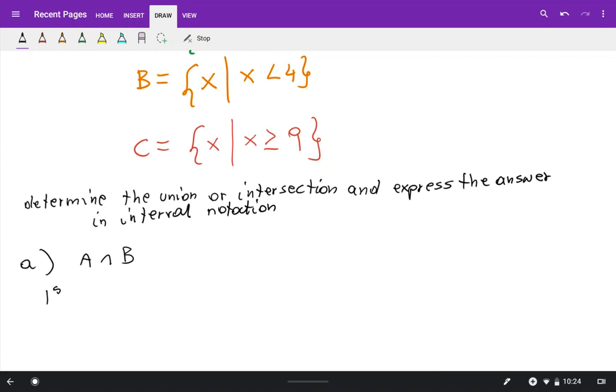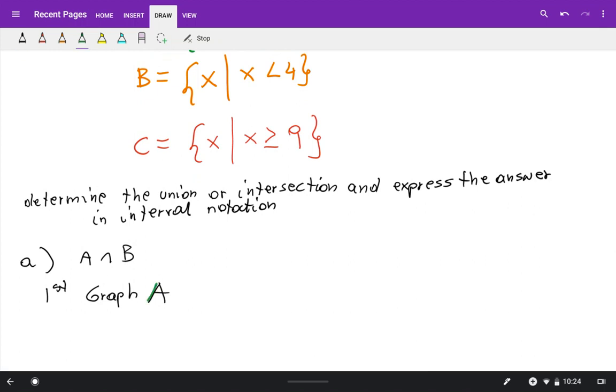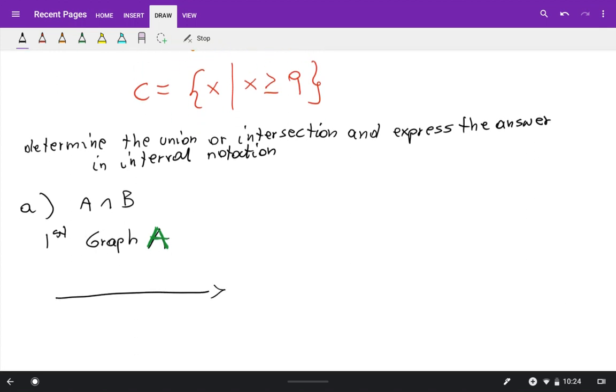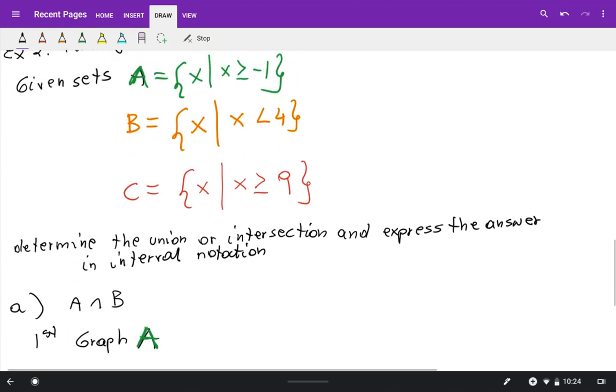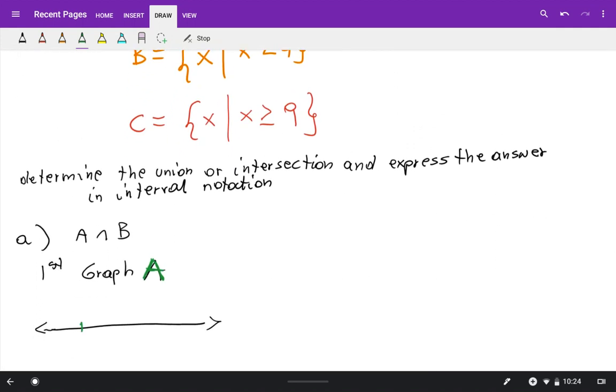So first, we're going to graph set A. Set A, I use the green color. I'm going to use all three different colors so we can see it. Set A has all x greater than or equal to -1. So I'm putting -1, greater or equal. Okay, so we're shading everything, and I will use this type of shading so you can see a little better. I'm shading everything to the right. Okay, that's how I graph set A.